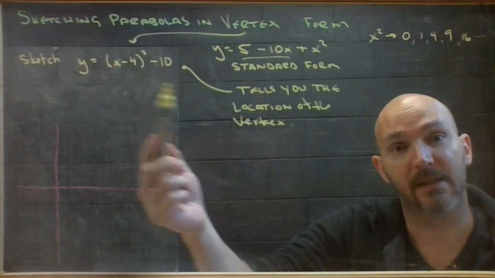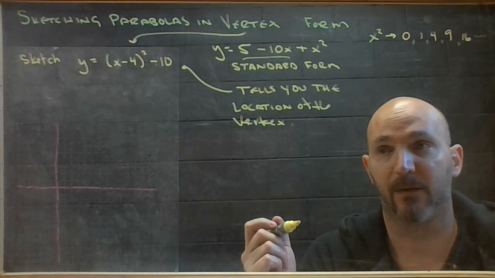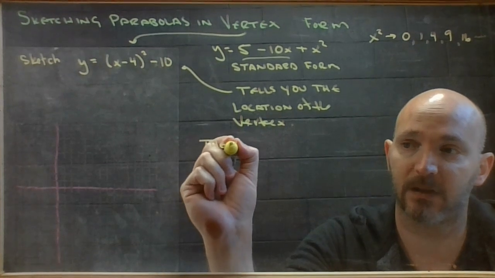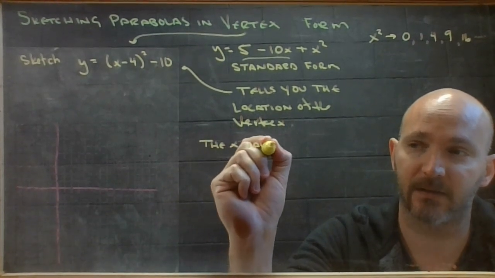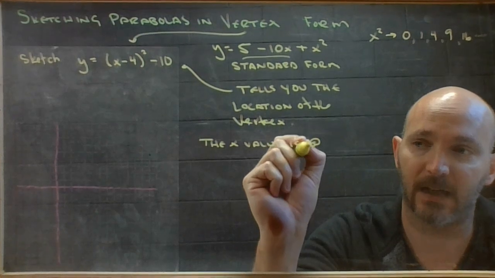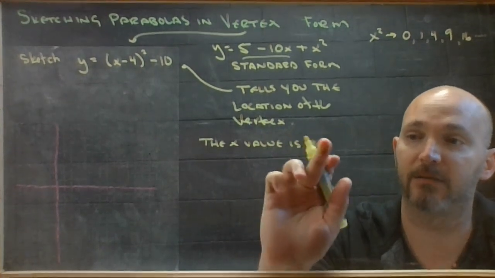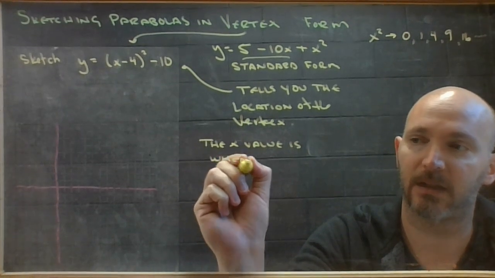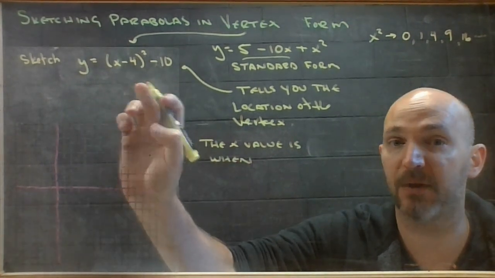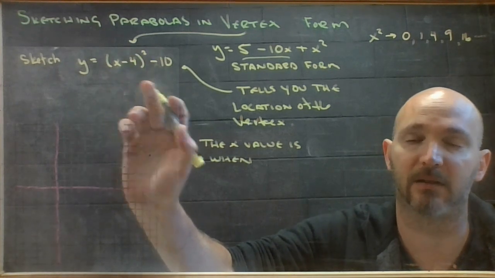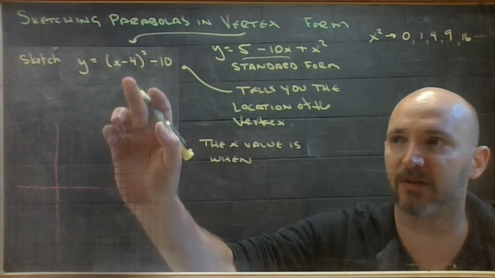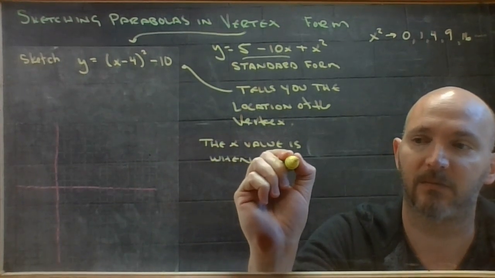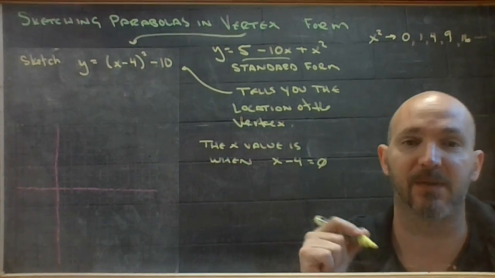So how does this tell me where I could find my vertex? Well, the x value of the vertex is at, or is when, this thing here, the argument of the square, and don't worry about that word too much. It's the stuff that's inside. It's when that equals 0.